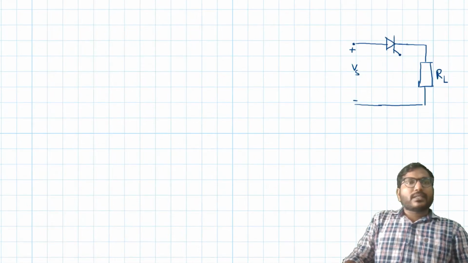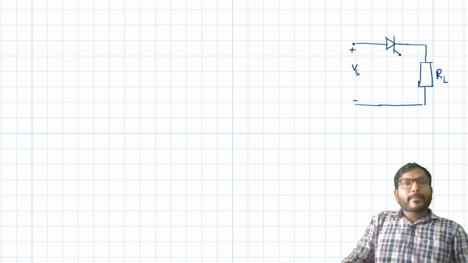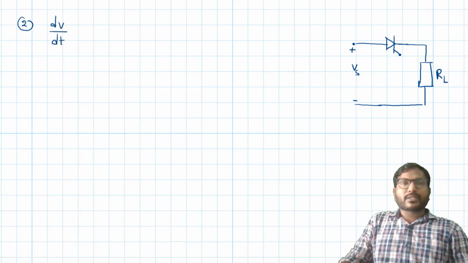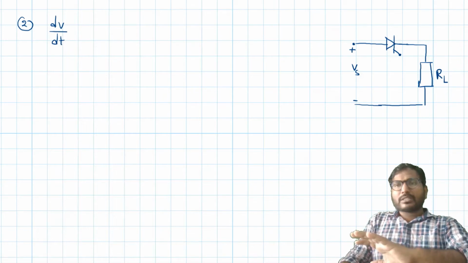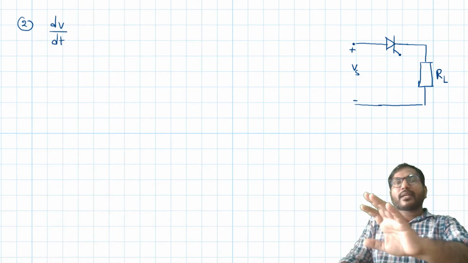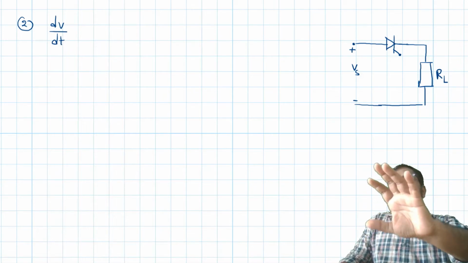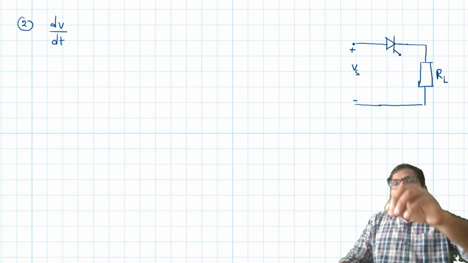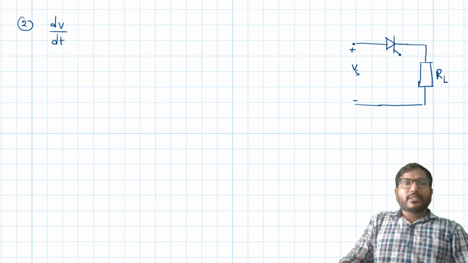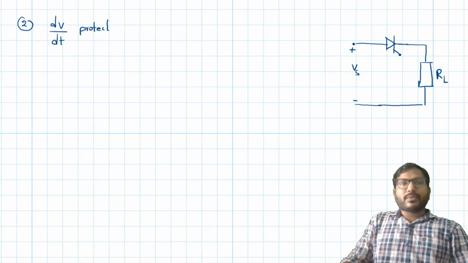So coming to the next issue, the second one, dV/dt protection. That is protection against a high rate of rise of anode voltage. dV/dt protection. Very simple discussion.